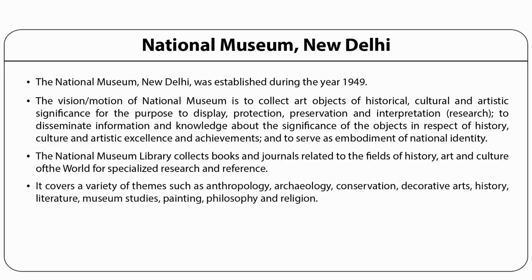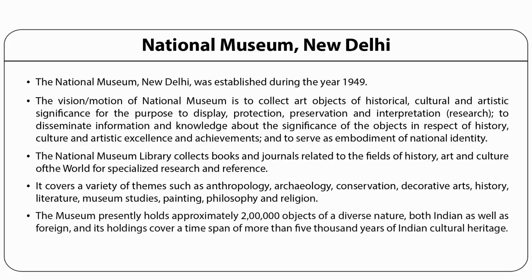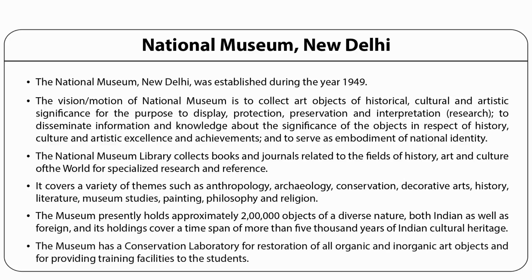It covers a variety of themes such as anthropology, archaeology, conservation, decorative arts, history, literature, museum studies, painting, philosophy, and religion. The museum presently holds approximately 2 lakh objects of a diverse nature, both Indian as well as foreign, and its holdings cover a time span of more than 5,000 years of Indian cultural heritage. The museum has a conservation laboratory for restoration of all organic and inorganic art objects and for providing training facilities to the students.